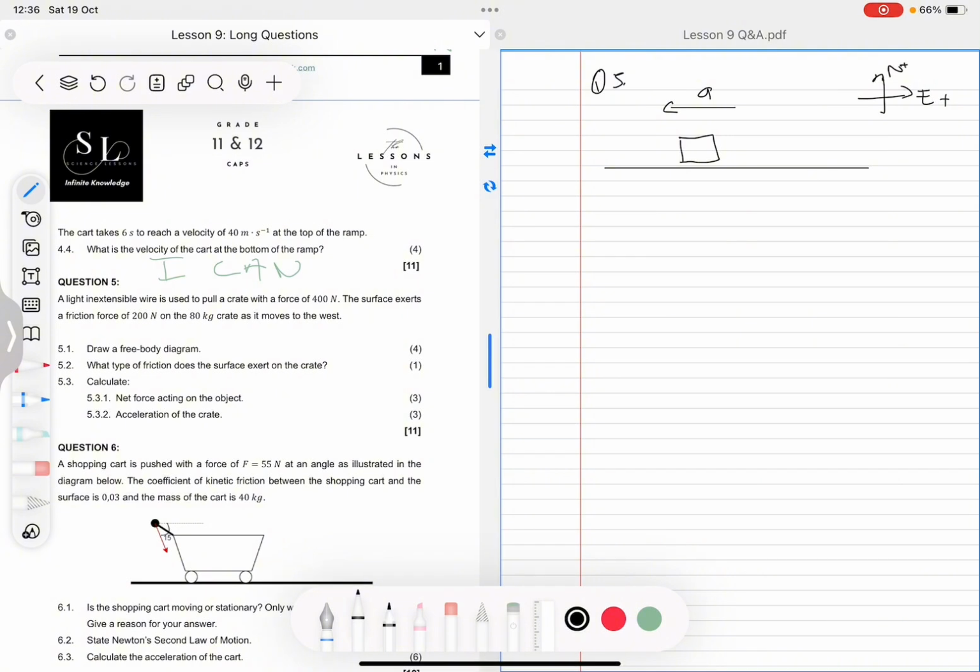So the force that is applied on this object should go to the west because it attempts to move the object in that direction, and the friction would go the opposite way. This is kinetic friction. When we're saying it's going to be 200 newtons, it's trying to oppose this motion that we are generating with this force of 400 newtons. This box has a mass of 80 kilograms, and that's what we have in there.